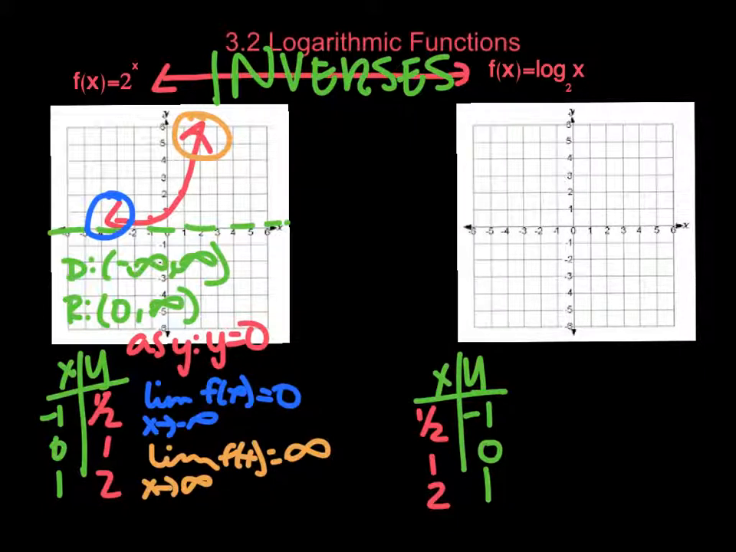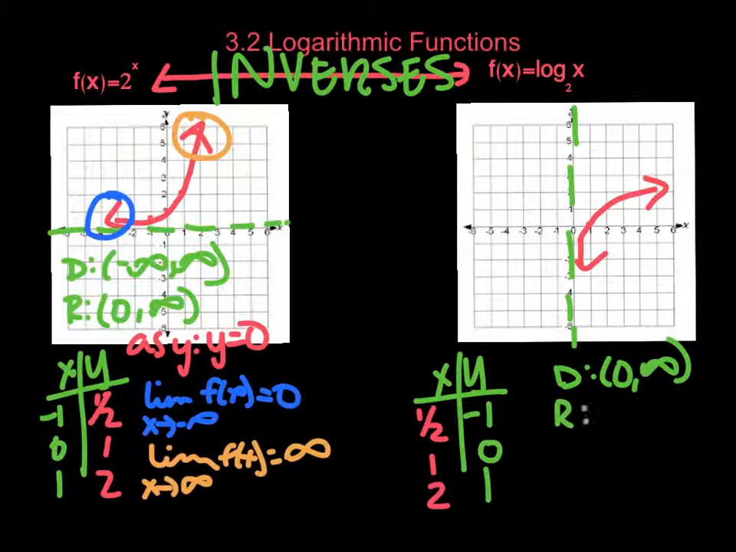So then I'm going to plot them, 1/2, -1, 1, 0, 2, 1. And this is what my graph looks like with a vertical asymptote. And so if I look at my domain and my range, my domain now is 0 to infinity. My range is -infinity to infinity. My asymptote has switched, and now instead of it being a y equals, it's an x equals.